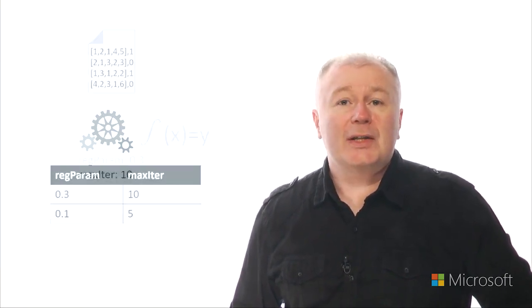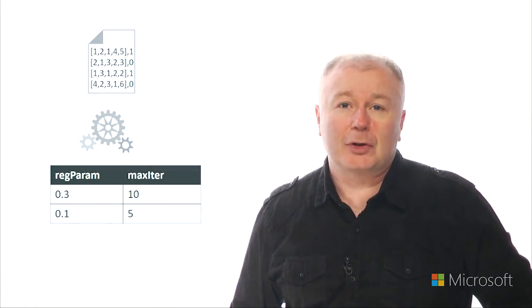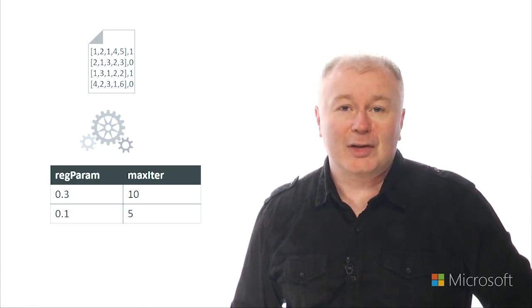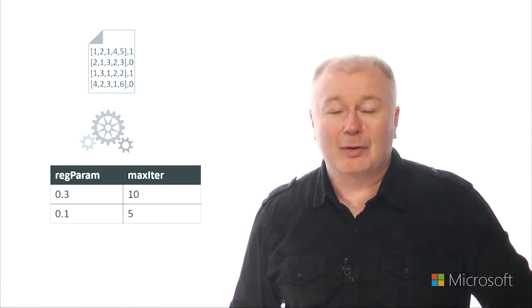Well, what I can do is I can take my training data, and I can set up what's called a parameter grid. I've got a parameter grid here of all the combinations of parameters that I want to try out. So in this case, there are two different values that I want to try for my regularization parameter, and there are two different values that I want to try for my max iteration parameter.